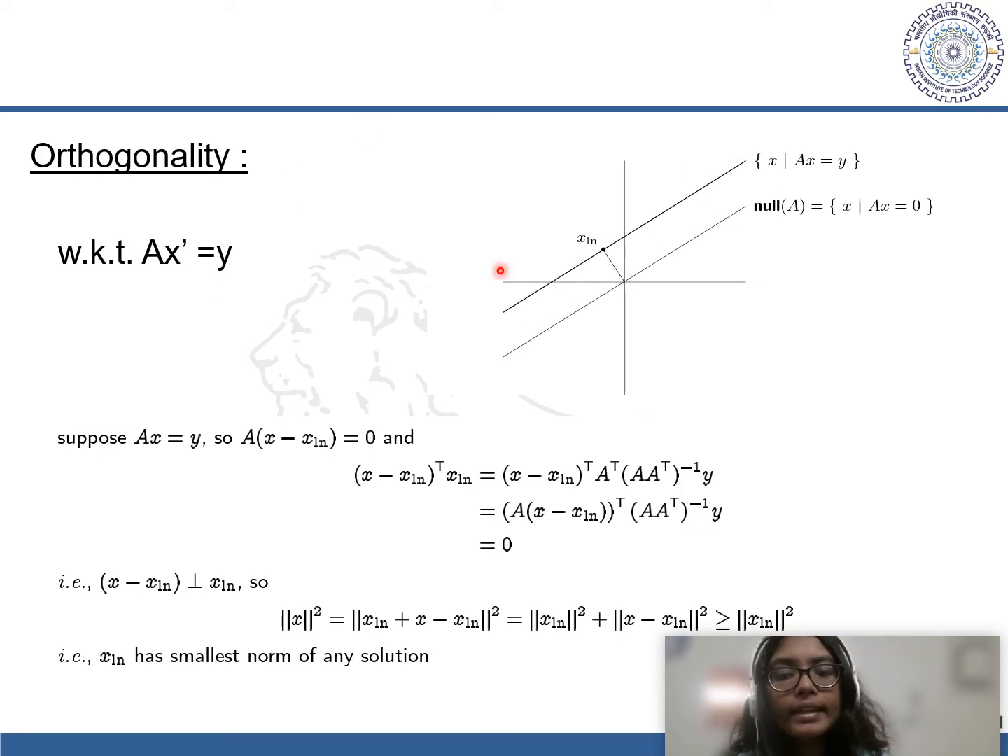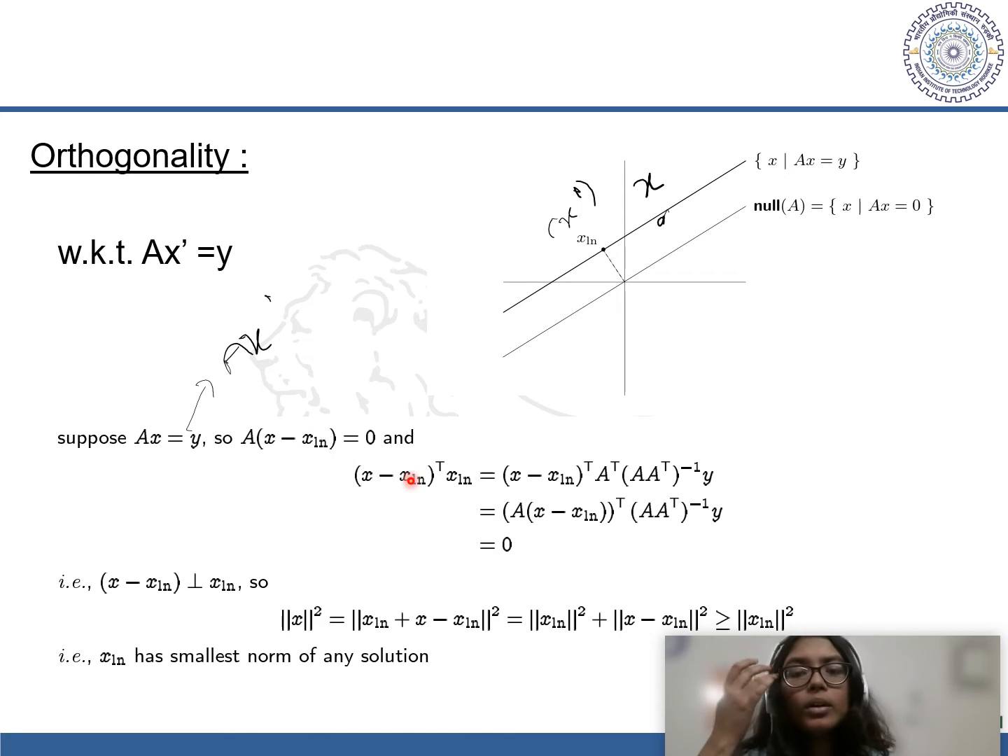And on this line, let us assume this is some random x. So Ax equals y. y can be written as A x dash. So A times x dash, or x n, let's assume they both are the same. So A times (x minus x n) equal to 0.